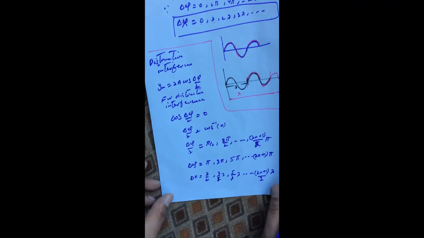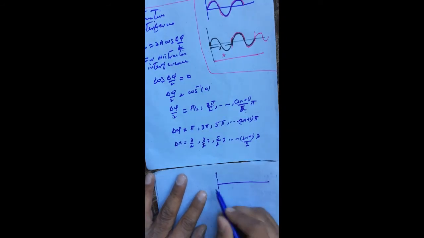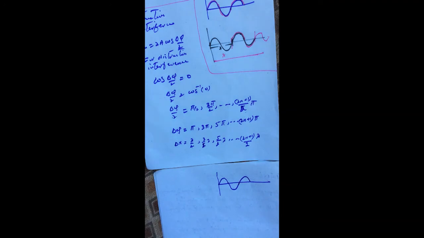So what does that mean? Suppose this is a wave. The first wave is this one. So its full wave is this one. This is the full wavelength, this is lambda. So the half wavelength will be this one. This is lambda divided by 2. If the path difference is lambda divided by 2, then this wave starts from this point and the second wave starts from this point.